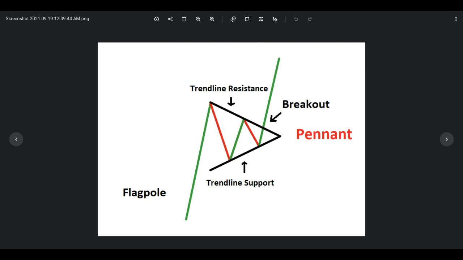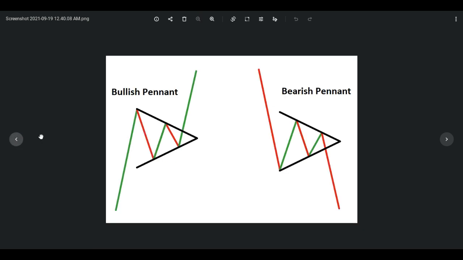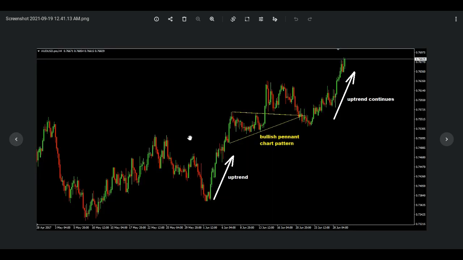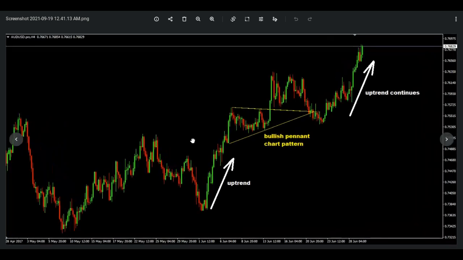And so this is what the pennant would look like. This is a bullish pennant, and this is a bearish. And we know this as W's and M's. This is also what it would look like on a chart.